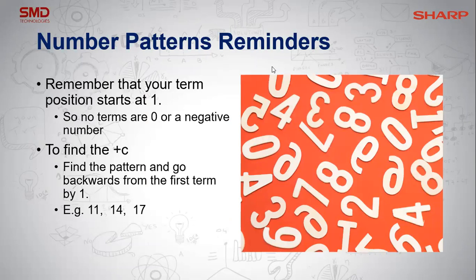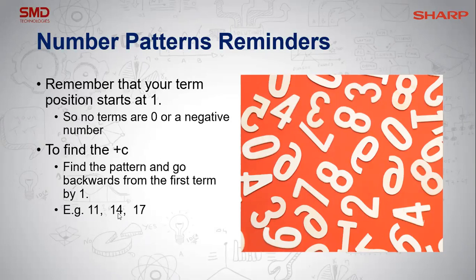So number patterns, some important things to note. Remember that your term position starts at 1, not at 0. So you cannot ever have a negative term position. When we are talking about solving a quadratic pattern, remember that if you get a negative answer, and for any pattern, in fact, that answer doesn't exist. It's not possible. So you say it doesn't apply, or NA.